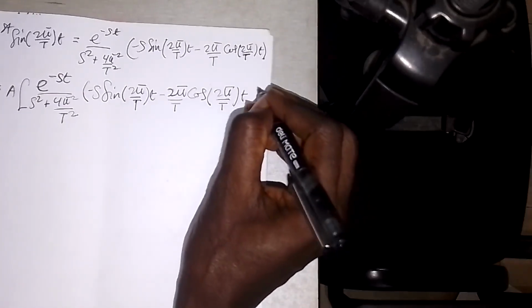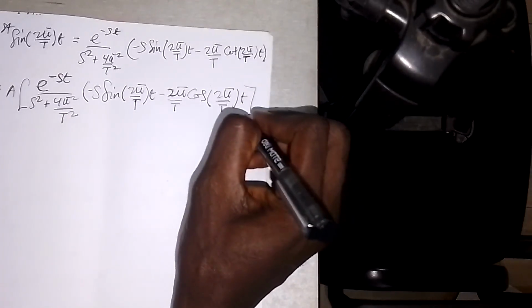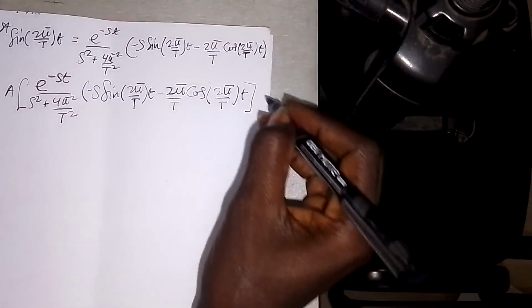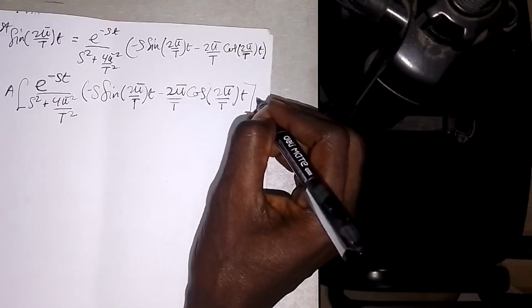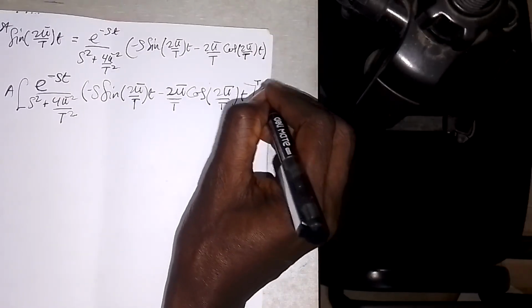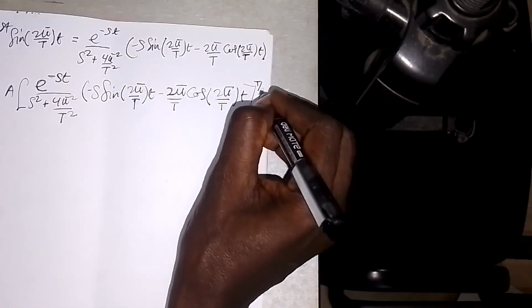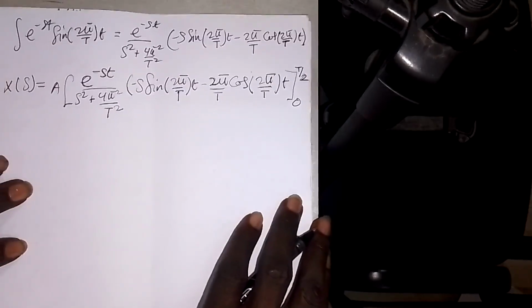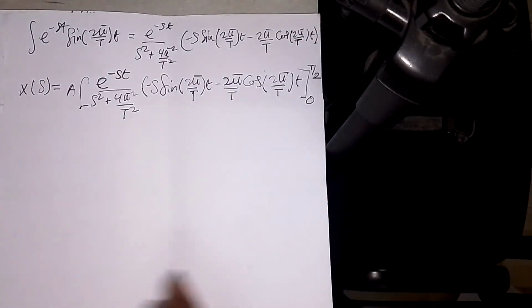Okay, then you close it like this. And what are my limits in this particular function? My limits here are 0 to t on 2. So those will be my limits, and this will be my expansion.